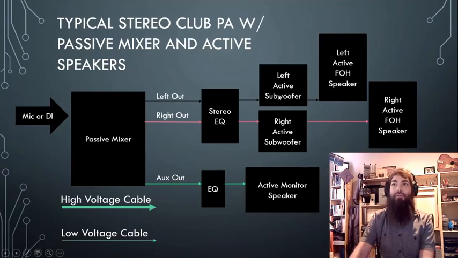So that means our left front of house is going to come off the left subwoofer, which is coming out the left side of the EQ, which is coming from the left out of the passive mixer. And the same for the right: we're going to go out of the mixer into the EQ, EQ to the subwoofer, subwoofer through to the active front of house. And monitors, simple as well. We typically would take aux out to an EQ, EQ to that active monitor, because again, that amplifier is built in. So if you notice, there are no high voltage cables at all here, because all of the speakers have the amplifier built in.